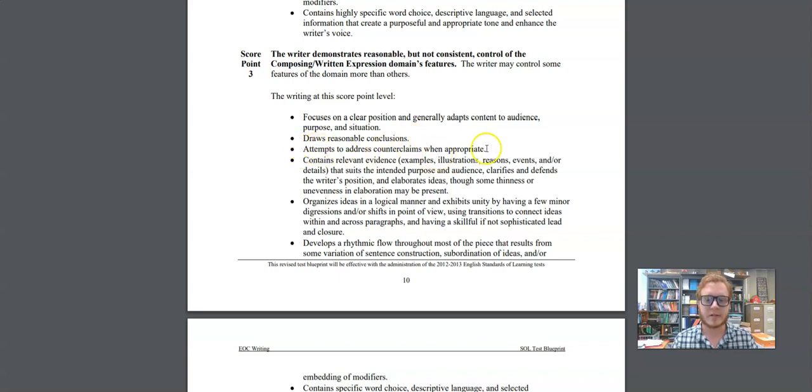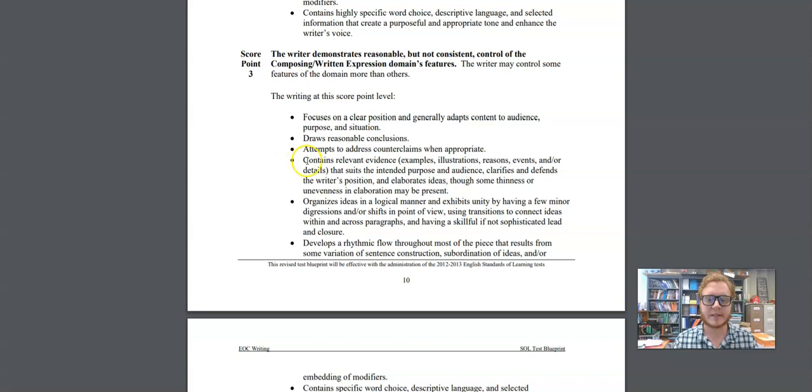Attempts to address counterclaims when appropriate. Sometimes you are going to have a counterclaim. I'll explain counterpoints, counterclaims a little bit in more detail in another video. But basically all that means is that you do realize and state, yes, some other people believe another way and they have reasons for doing so. That's what a counterclaim is.